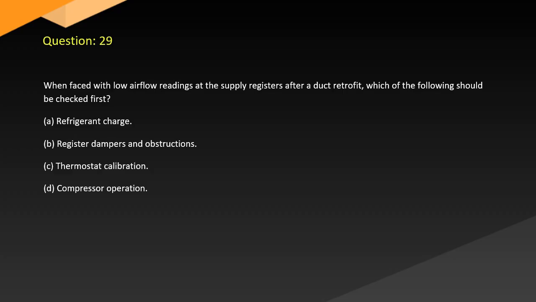Question 29. When faced with low airflow readings at the supply registers after a duct retrofit, which of the following should be checked first? A. Refrigerant charge. B. Register dampers and obstructions. C. Thermostat calibration. D. Compressor operation.